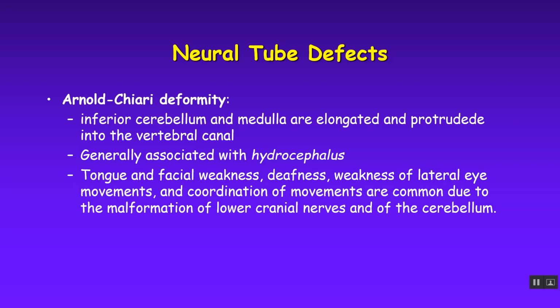The other thing that can happen in more mild versions, if you don't have hydrocephalus, is tongue weakness, facial weakness, deafness, and weakness of lateral eye movements, because this is where a lot of cranial nerves come out, right at the medullary pontine junction where the cerebellum is sitting off the back. So if the cerebellum and the medulla start to slip down through the foramen magnum, those cranial nerves that come off right there can get pushed on, squeezed, and mangled, and cause these problems with cranial nerve function in that area.